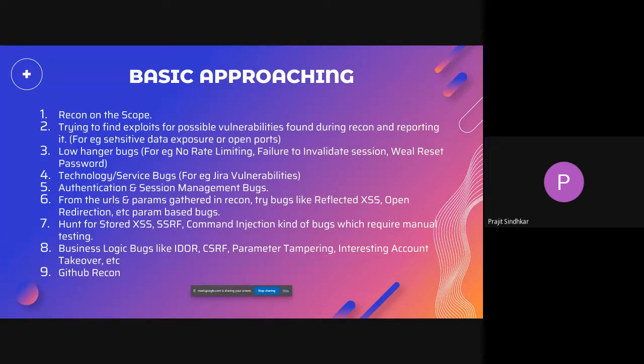Param based bugs. So obviously, this doesn't go in one linear way. While Recon is going on, I am reporting low hangers and doing manual testing for authentication and session management bugs. And once the recon is over, I already have the information of URLs and params that I have gathered. So what I would do is find reflected XSS and open redirection.